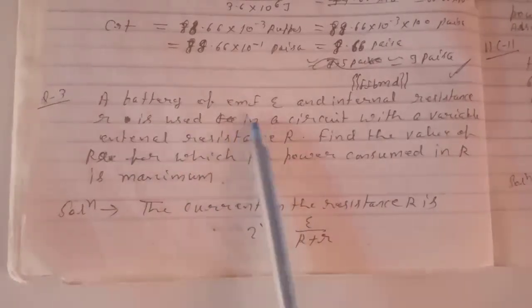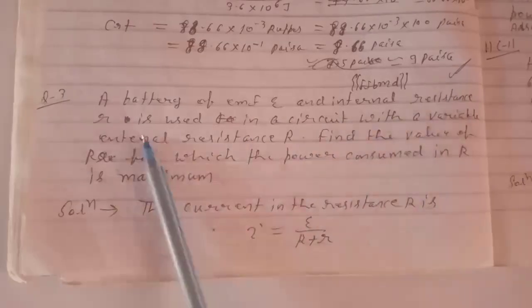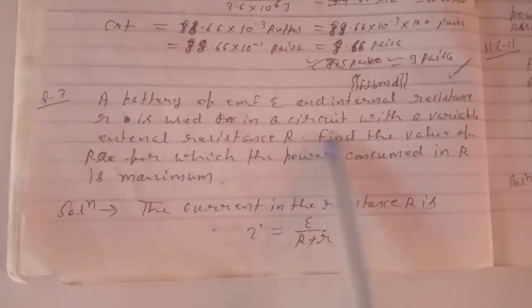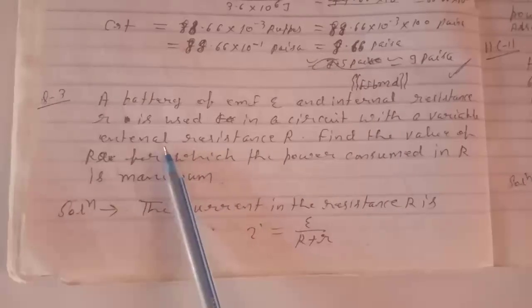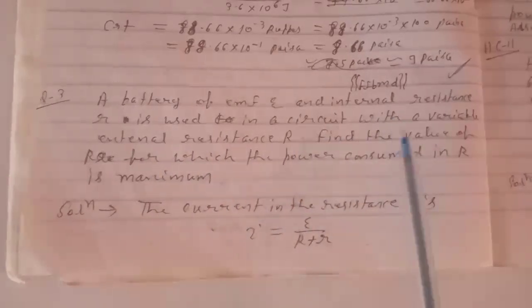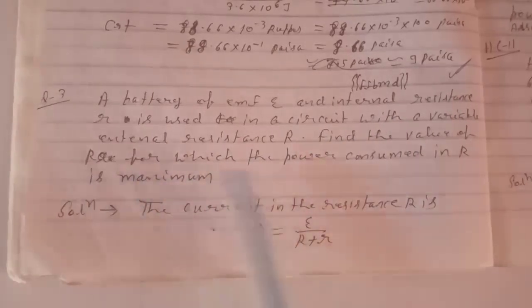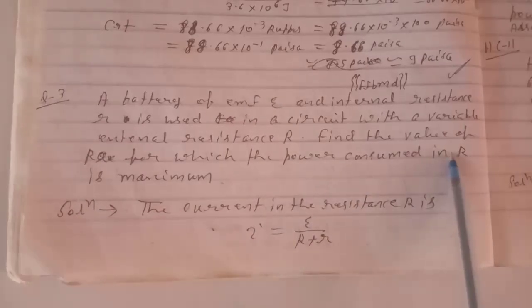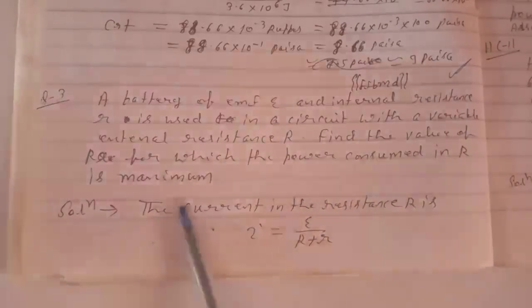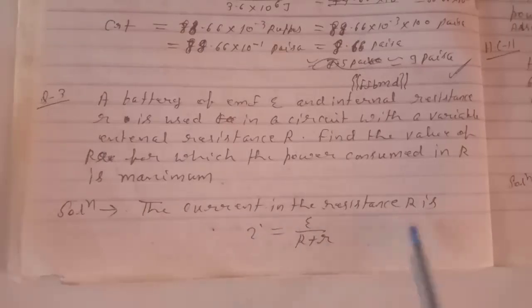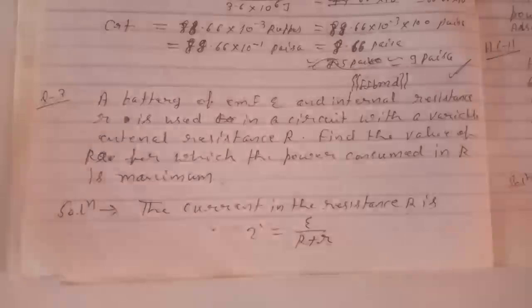A battery of EMF E and internal resistance r is used in a circuit with a variable external resistance R. Find the value of R for which the power consumed in R is maximum. Solution: the current in the resistance is I equals E by R plus r.